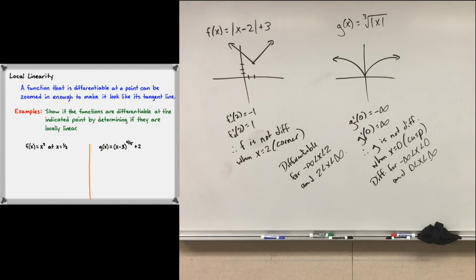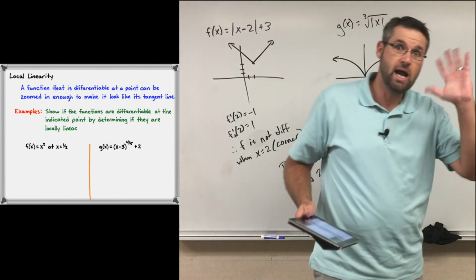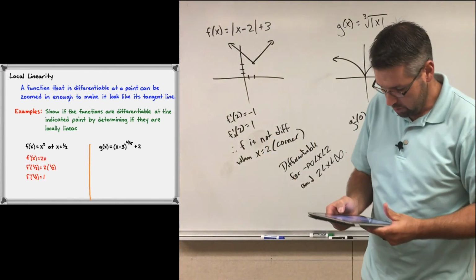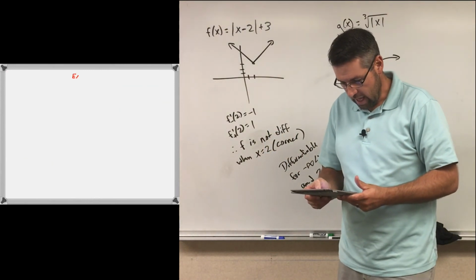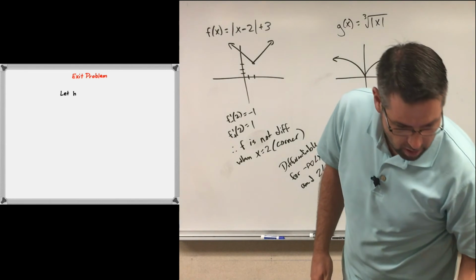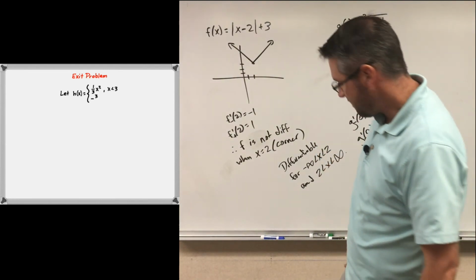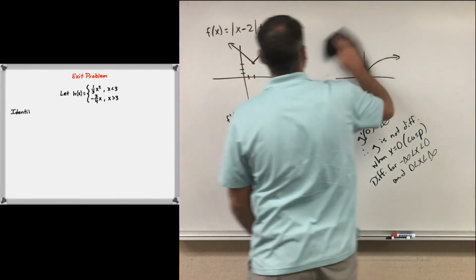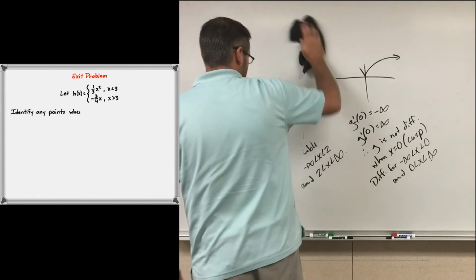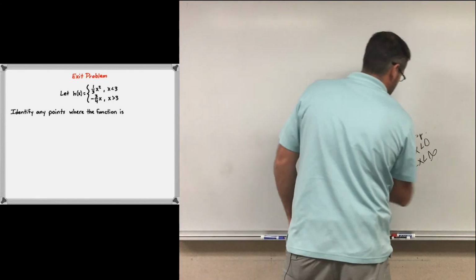All right, so I'm going to jump back over here into my regular camera view. Hi, and we're going to go through the last problem here, the exit problem, where we have a piecewise function, h of x, and let's see what happens here.